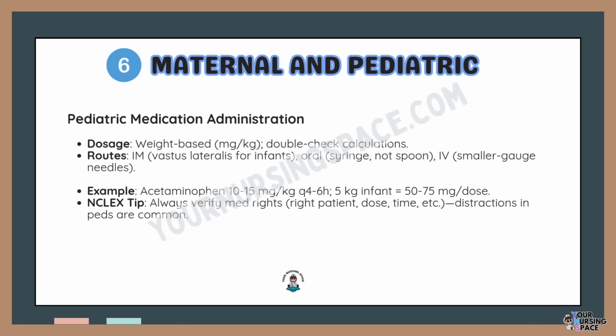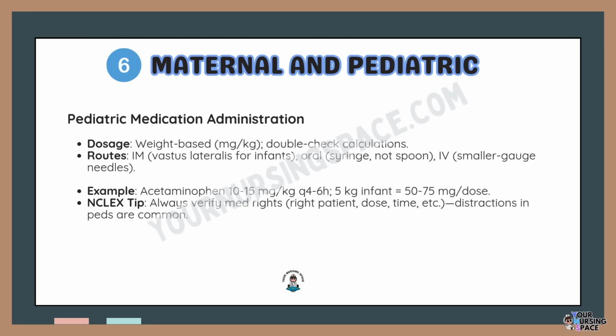Lastly, pediatric meds, because dosing's a whole different game with kids. It's weight-based, milligrams per kilogram, and you'll double-check every calculation. For IM shots, the vastus lateralis muscle's your spot in infants. Nice and safe. Oral meds, use a syringe for accuracy, not a spoon that spills. IVs need tiny needles. Kids' veins are delicate.